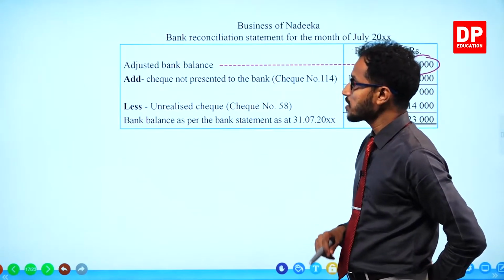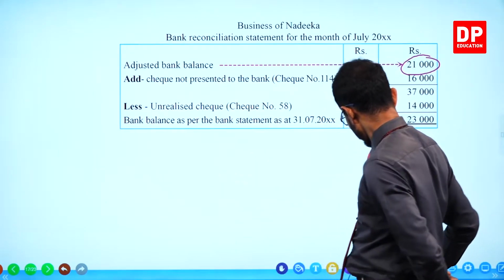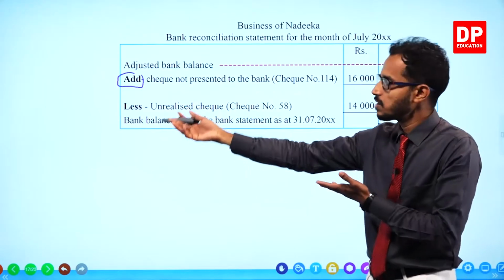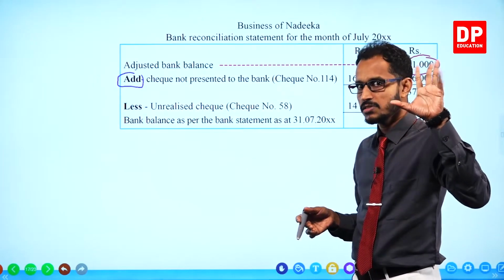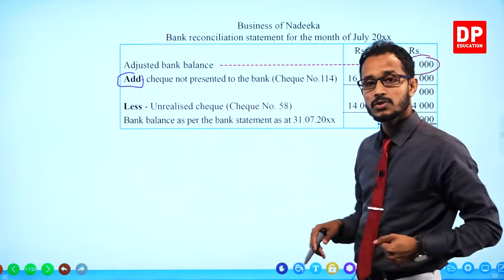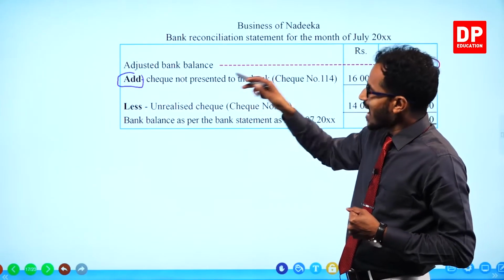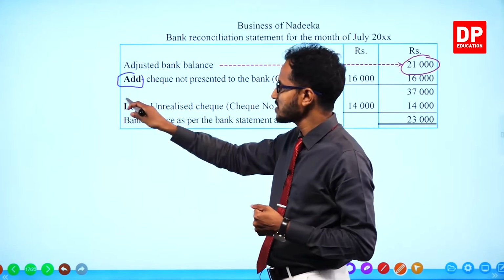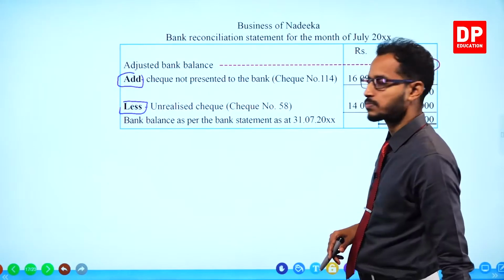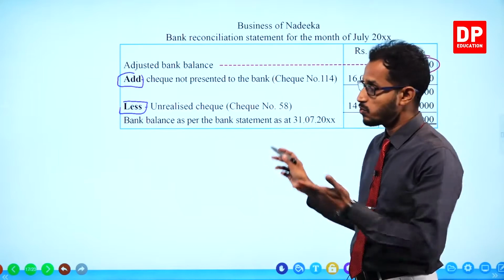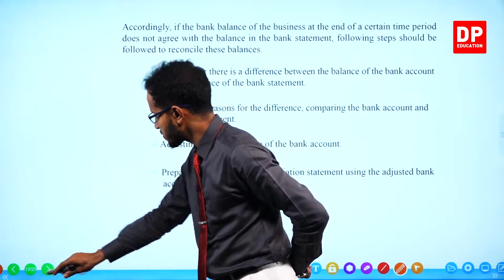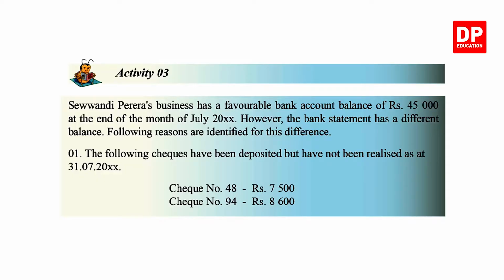And children, we add the checks unpresented. Which are the unpresented checks? Just now, a few seconds ago, I showed you the 5 reasons. And out of those 5, these 2, unpresented and unrealized checks, should be entered in the reconciliation. Out of those 2, the unpresented check should be added. Unrealized checks should be subtracted. Let's find out why we do this with a question. The question is on the next slide. There you go. This is the question.